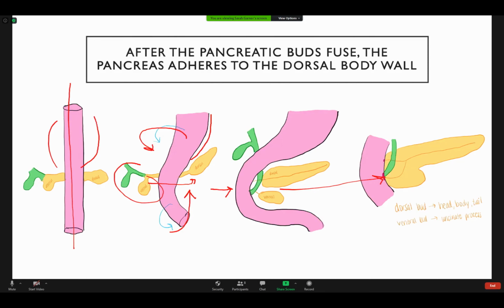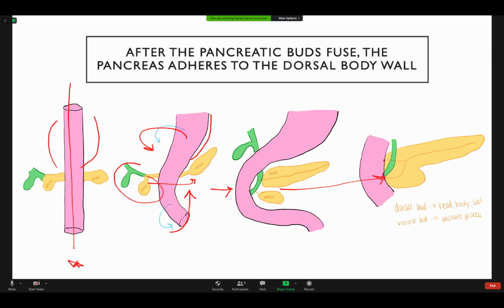So at this point, we've got all the normal structures, but again, how does this become secondarily retroperitoneal? So at this point, over here in our normal gut tube, that would be suspended by the mesentery as normal. It develops inside the peritoneal cavity.